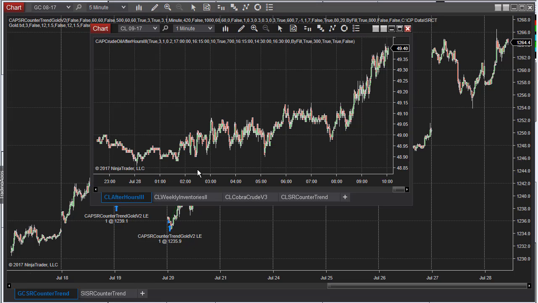Here are some of the strategies in crude oil. You see there's 4 tabs at the bottom: crude oil after hours 3, crude oil weekly inventories 2, crude oil Cobra crude, crude oil SR counter trend. And so crude has had some losses this week. Let's take a look at those.